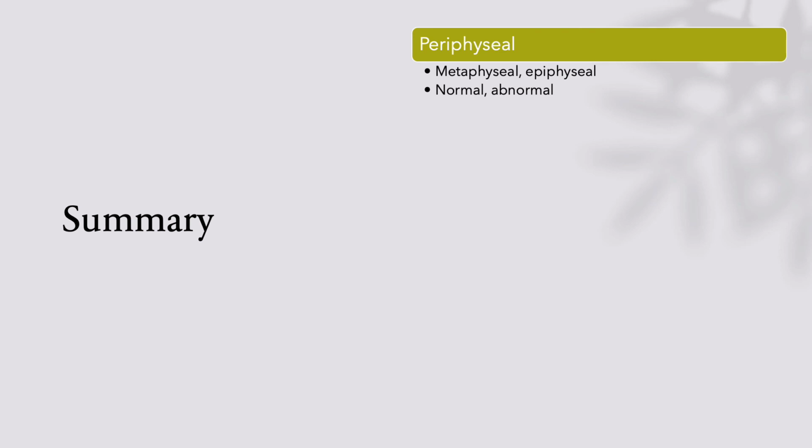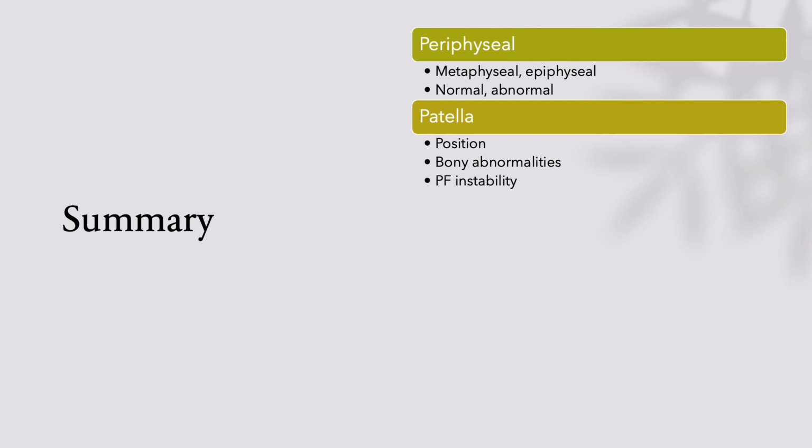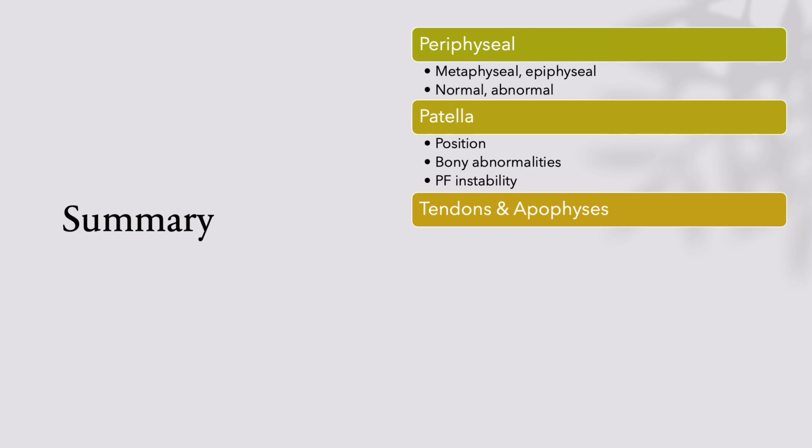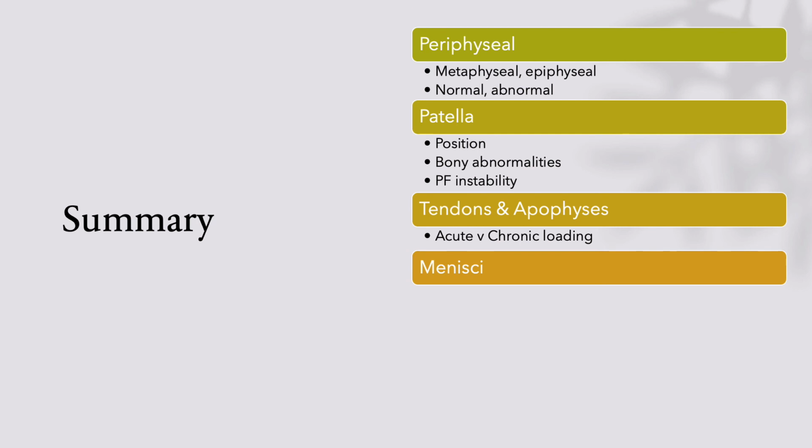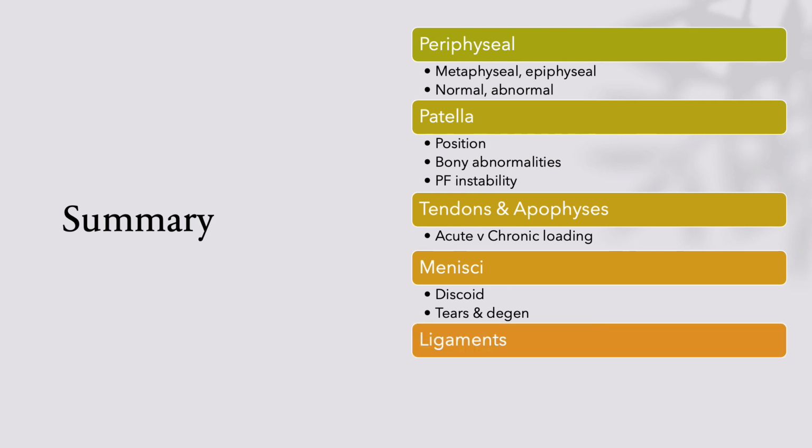So finally, we've talked about 5 different things here. We've talked about looking at the physes, the metaphyses, and the epiphyses. We've talked about looking at the patella, the position, the dorsal defect and cystic changes, and patellofemoral instability. We've talked about the tendons and the apophyses, where we talk about acute and chronic loading. And we've talked about the menisci, primarily the discoid meniscus, the tears and degeneration, and the way those things happen in these discoid menisci. And then finally, the ligaments, where we talk about mainly bony avulsions and what they want to understand about those bony avulsions that helps them decide on management.